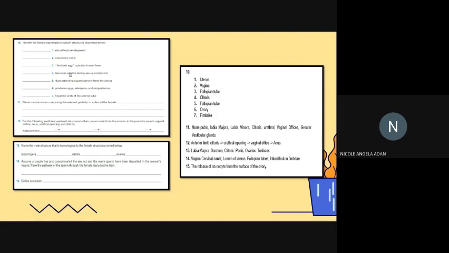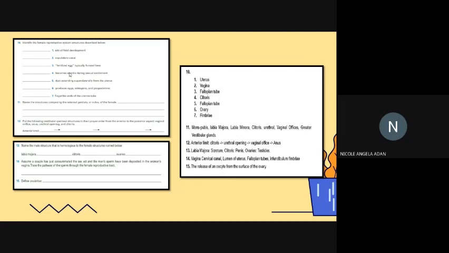Okay, 14. Assume a couple has just consummated the sex act and the man's sperm have been deposited in the woman's vagina. Trace the pathway of the sperm through the female reproductive tract. Okay, let's start. Vagina, cervical canal, lumen of uterus. Next, fallopian tube, and to the infundibulum fimbriae.